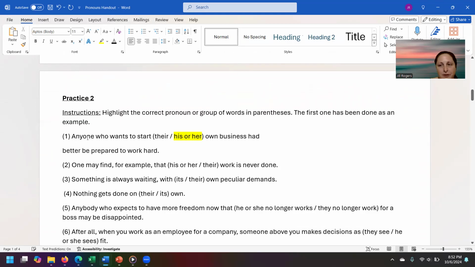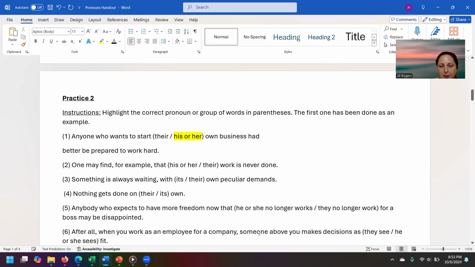So you ask yourself, is this singular or plural? It's an indefinite pronoun, and this indefinite pronoun takes singular. So we say his or her own business. I'd better be prepared to work hard. Okay. Then you go to the next one. You just have to ask yourself, is this singular or plural? Does it take a singular or plural verb, right? So will it take a singular or plural pronoun? Same here, same here, same here.